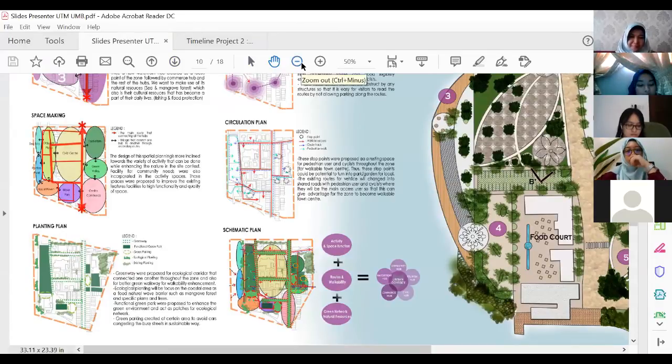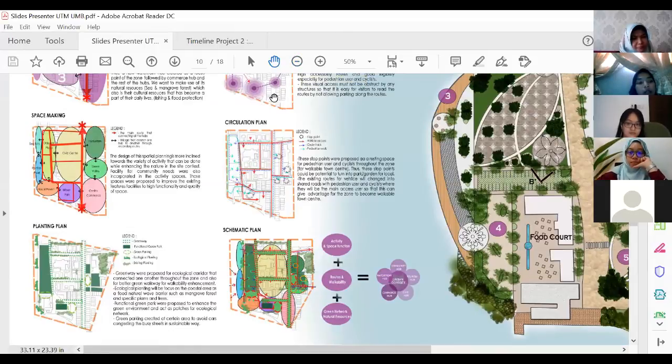The circulation plan is very important because I would like to create more routes for pedestrian users and cyclists rather than for vehicle access. Therefore, there will be shared roads with pedestrian users and cyclists, whereby the priority will be given to them, and this will also give a chance for Pontian town to become a walkable town center.